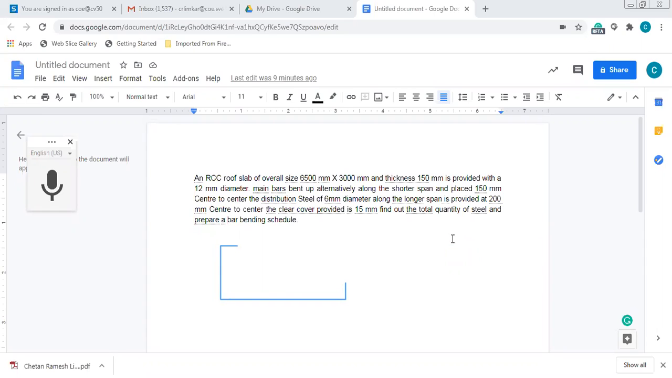Okay, so tomorrow morning again we are going to meet exactly at 10 a.m. and tomorrow morning again I am going to revise the problem of this bar bending schedule once and for everyone.